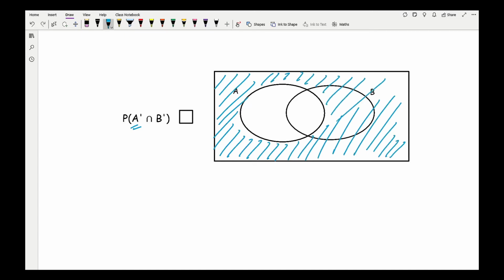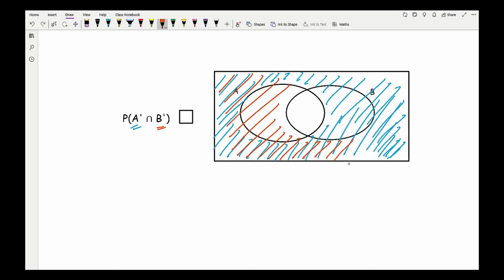You don't have to be ridiculously neat, but just make sure that you're not going into areas that aren't needed. And not B, which I'm going to highlight in orange. So not B is everything that is highlighted outside of that circle of B. Like so. Now because again I've got an and symbol, I want the places that are shaded twice. So looking at my Venn diagram, which areas are shaded twice?